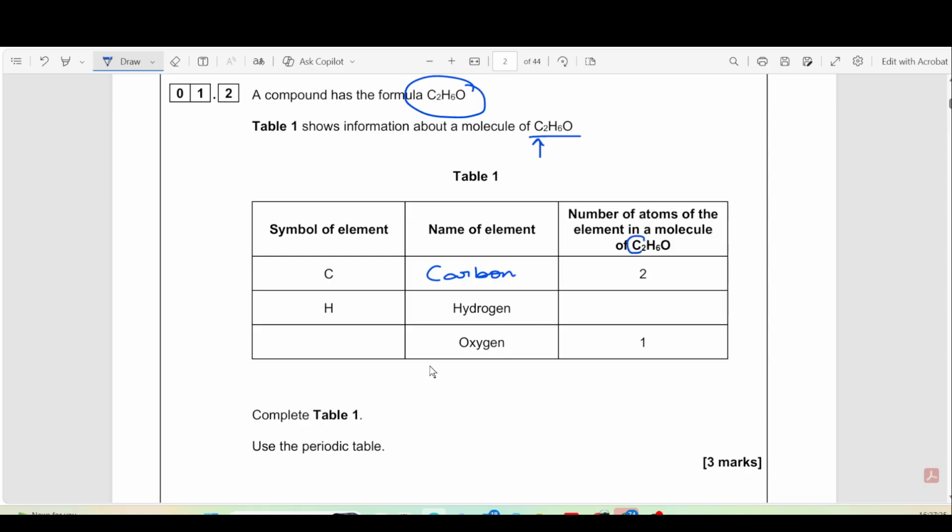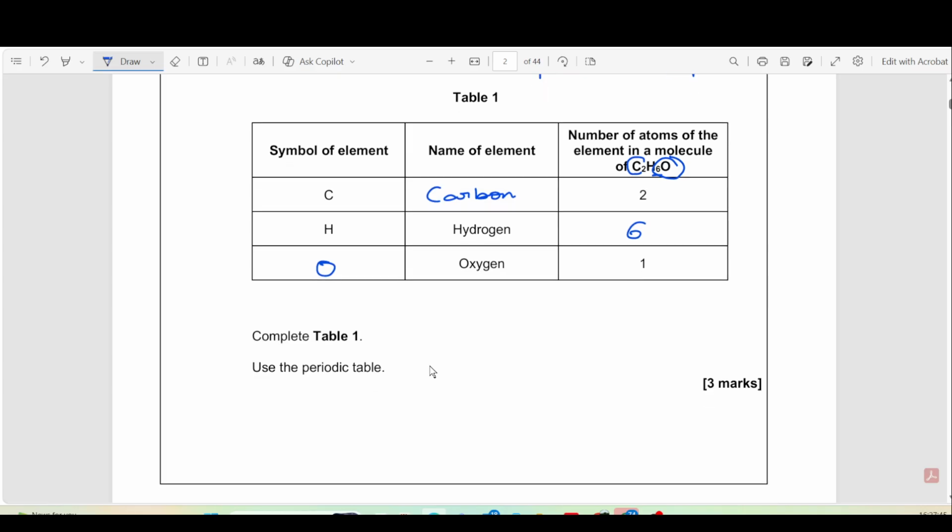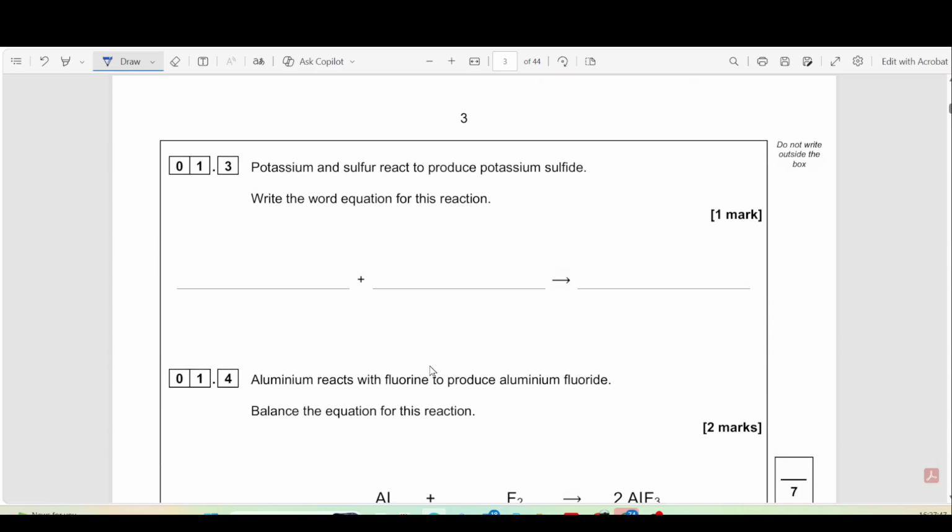Next is H. H is hydrogen. How many atoms are there? You can see this tiny six, so there are six atoms. Then the oxygen symbol is O. You can even check from the formula: O, and there is one atom, so there is no number. If an element is written like this, like oxygen, it means it is one. We don't put one here, but it means one. Okay. Let's see the next question.